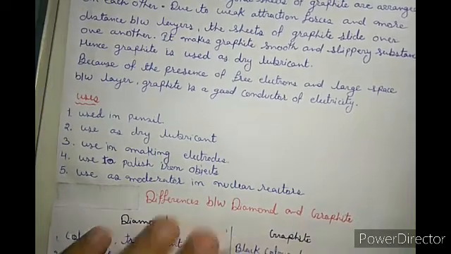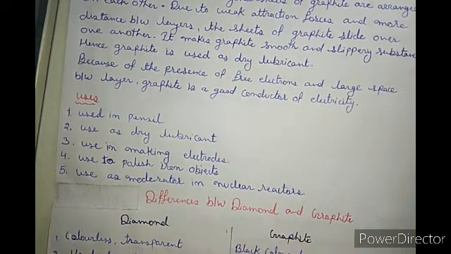Now we consider its uses. First, use in pencils. Second, use as a dry lubricant. Third, use in making electrodes because it is a good conductor. Use in polished iron objects. And the last one, use as a moderator in nuclear reactors. As a moderator, it is used to absorb free neutrons and control the nuclear reactions.